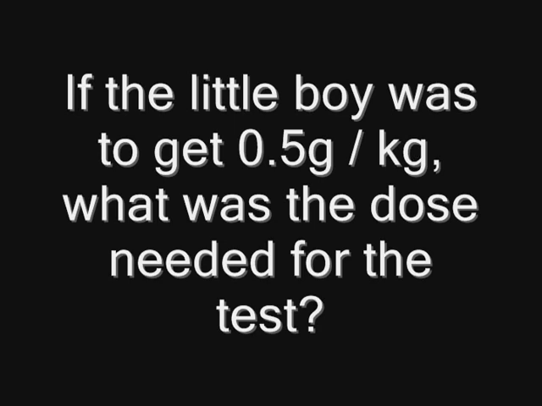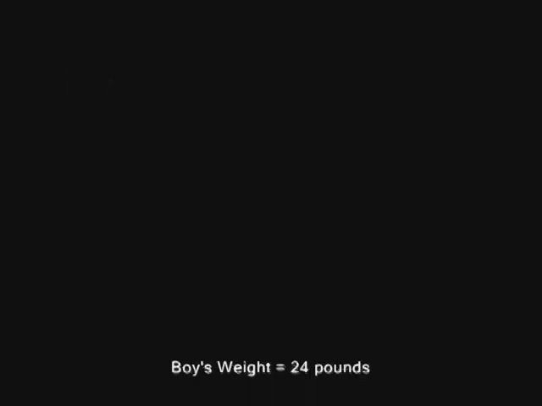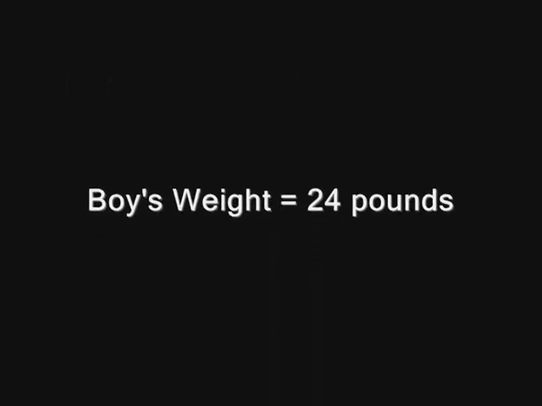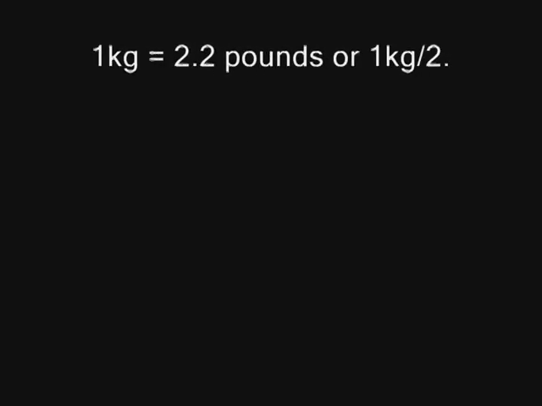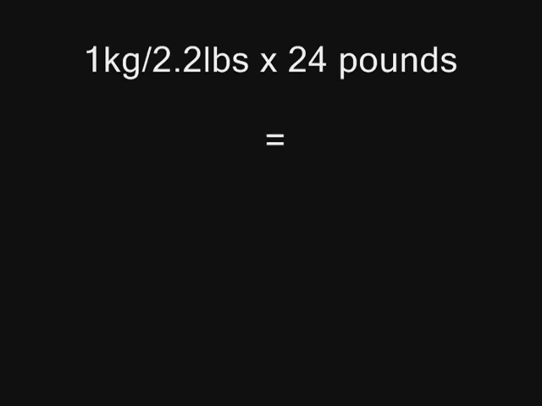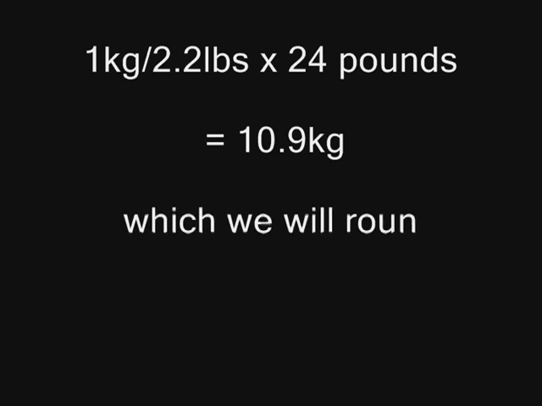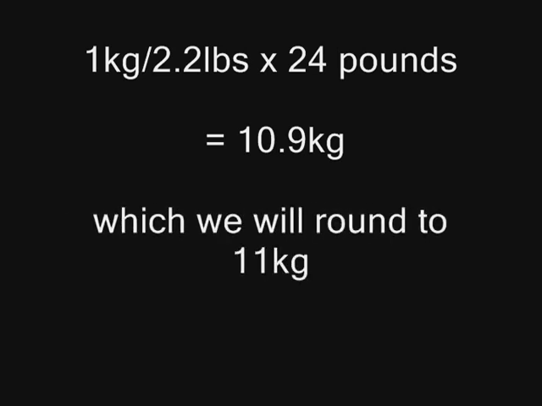When we solve a problem like this, first we look at the units in the problem. In the problem, the boy's weight is listed in pounds. But in order to solve the problem, we need to know his weight in kilograms. Therefore, the first step is to convert the child's weight to kilograms. 1 kilogram equals 2.2 pounds, or 1 kilogram per 2.2 pounds. 1 kilogram per 2.2 pounds times 24 pounds equals 10.9 kilograms, which we will round to 11 kilograms.